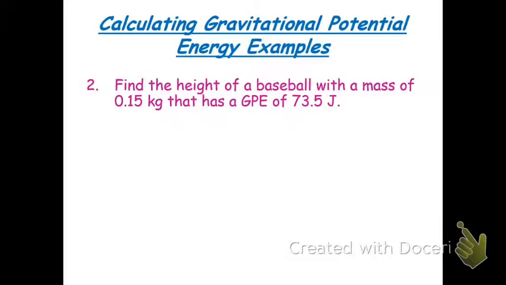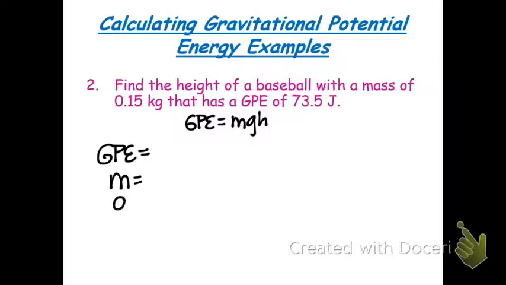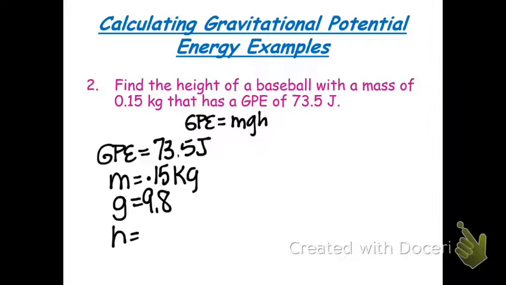Alright, and then let's look at another one. We're solving for a different variable on this one, but you're still using the same equation, GPE equals mgh. We know gravity is 9.8. They give us the mass is 0.15 kilograms, and they're telling us that the GPE is 73.5 joules. So we find the height.